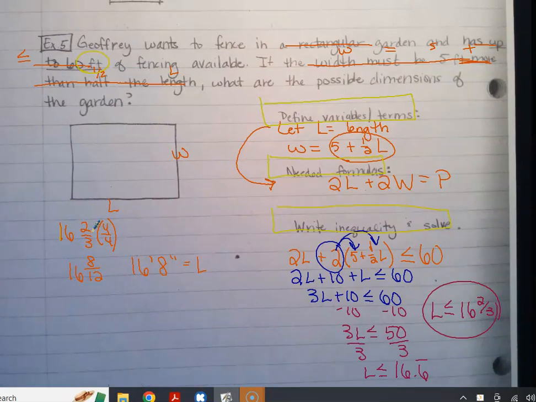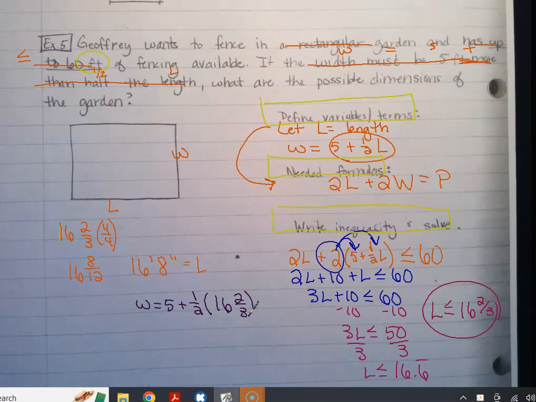How about the width then? Let's solve for it. We know our width is going to be 5 plus half of our length. And so do we want to do half of 16 feet 8 inches? Let's do that.